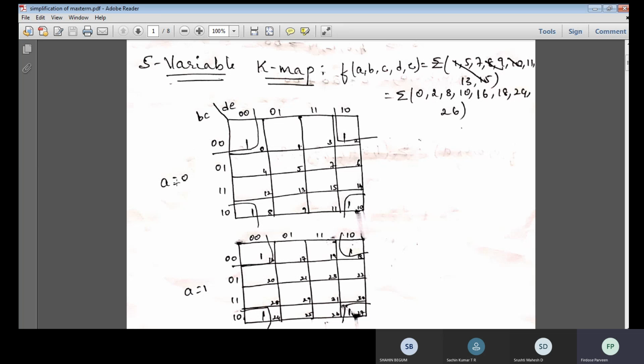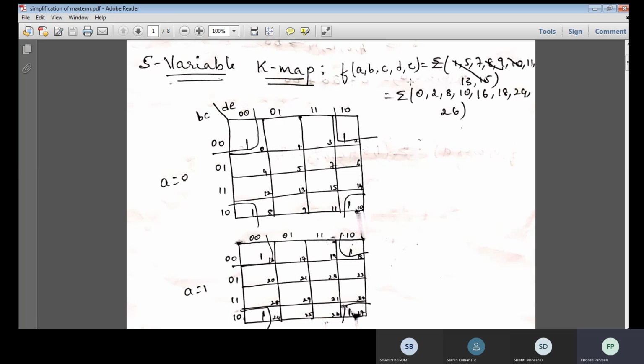So here it is A is equal to 0. Here it is A is equal to 1. This is the same. This is BC and this is DE. So 0, 0 means B bar C bar, B bar C, BC, B C bar. In the same way, D bar E bar, D bar E, DE, D E bar.